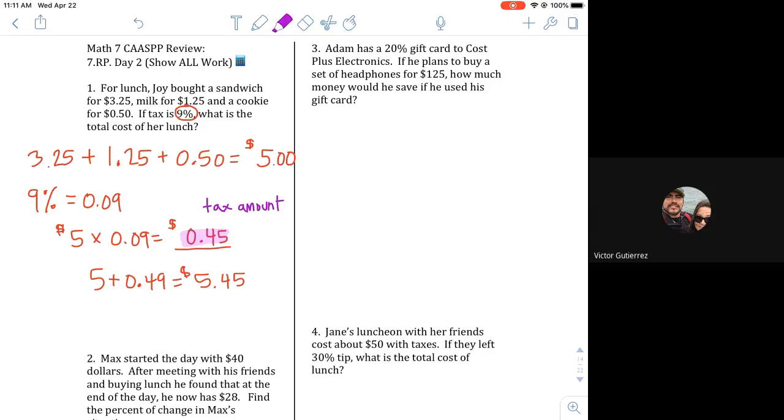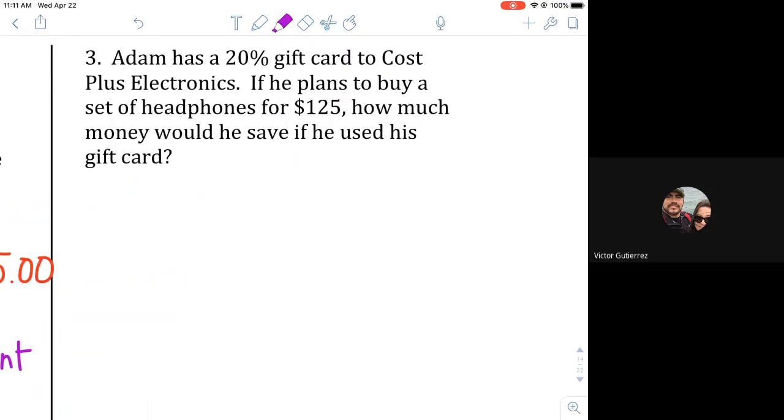Yeah, let's take a look at number three. So here we go with number three. Adam has a 20% gift card to Cost Plus Electronics. If he plans to buy a set of headphones for $125, how much money would he have saved if he used his gift card? Okay, so this is going to be a 20% gift card. So this part here is going to be a discount. It's going to be kind of taking it off. So you're trying to take off that 20% off.